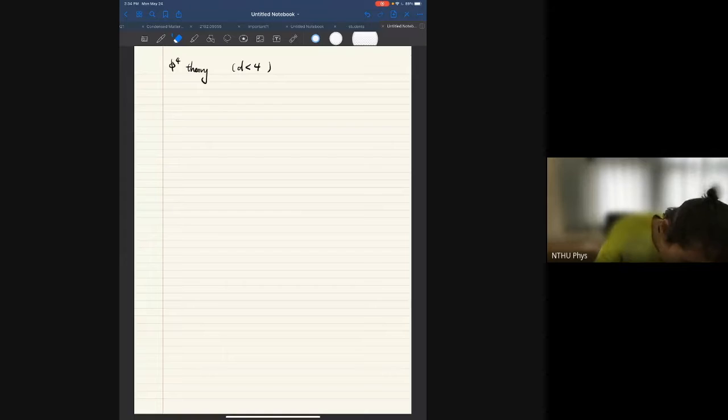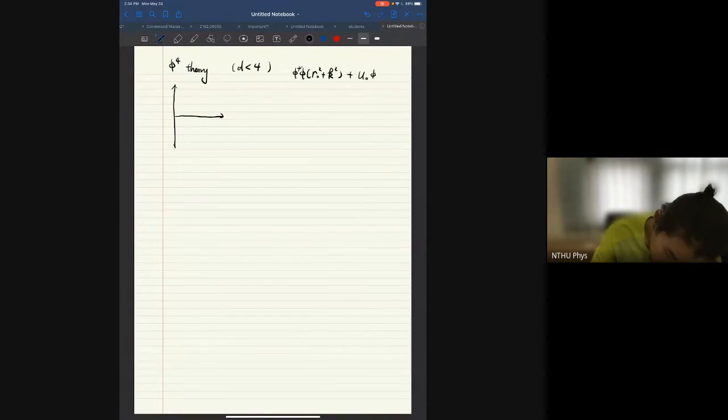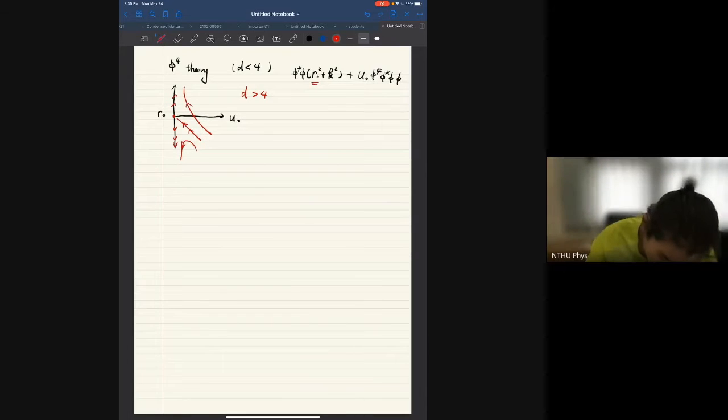So, review the φ⁴ theory. Basically, we start with an RG flow where we have the quadratic term, plus the interacting term, like this one, and then we have this kind of flow diagram. This is r0, this is u0. There's a Gaussian fixed point, and then we have this kind of flow equation for d greater than 4. We saw this before. For the mass term r0, it keeps growing, and the interacting term is the irrelevant term, basically goes to 0 here.